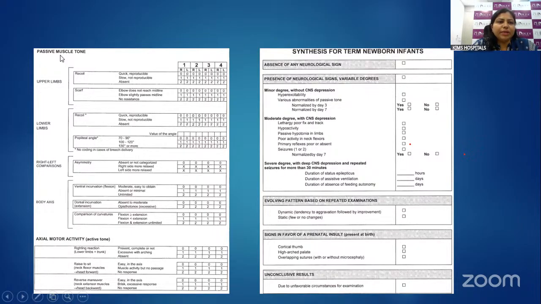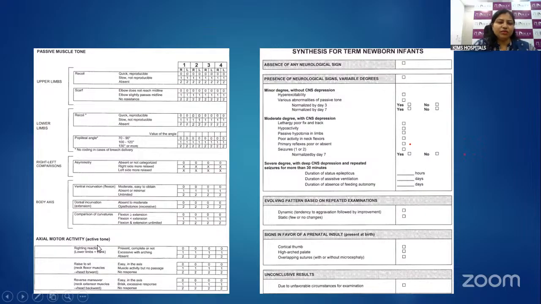Here you can see some passive muscle tone, where you will be testing the upper limb and lower limb. You can always see that certain things are repeated, like here also upper limb recoil you will be checking, scarf sign you will be checking. Then again in the lower limb there is the popliteal angle. All these things you will be checking in the muscle tone area.